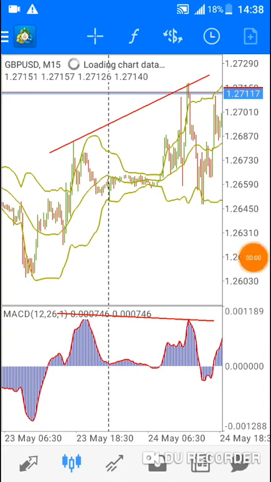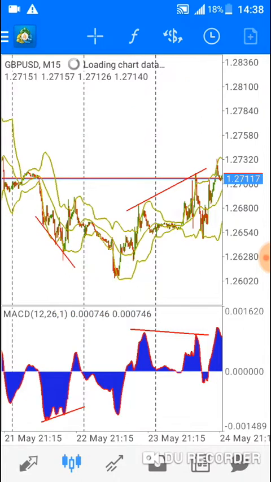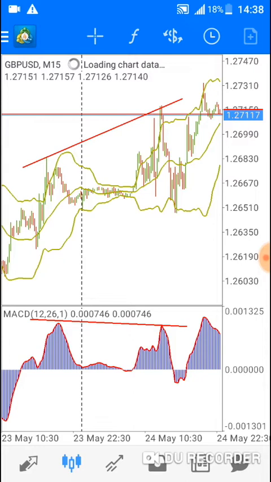This is GBPUSD with the new strategy that can help you in your forex career. The strategy is based on MACD divergence, but I'm using it on the 15 minutes time frame to scalp. You can use it on swing, but on swing you may never get more trades, but on 15 minutes you will get more trades within the course of the week or within the course of the month.